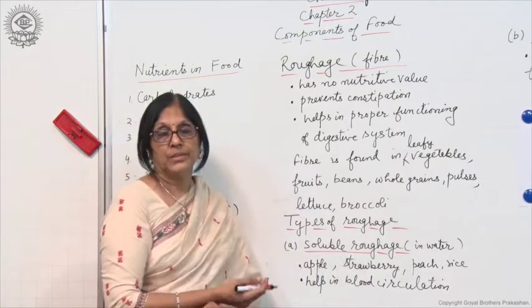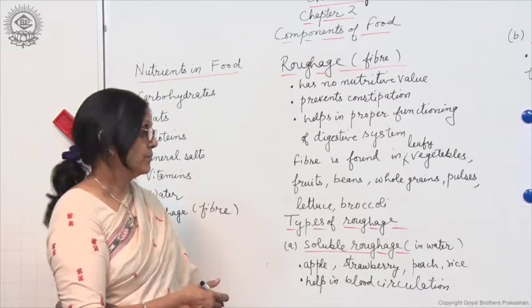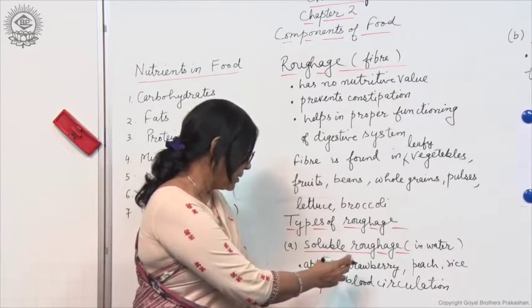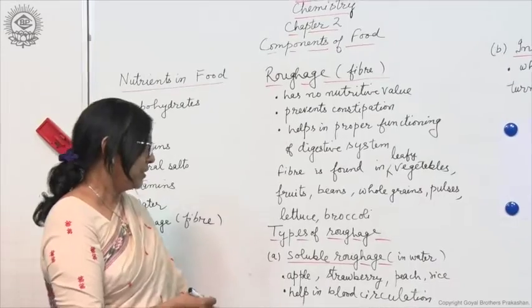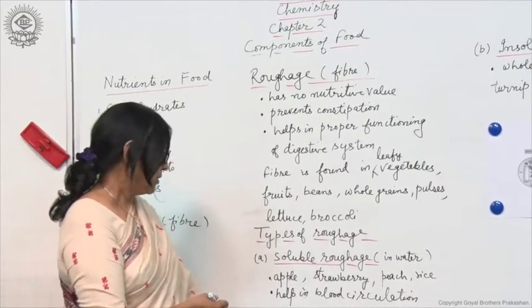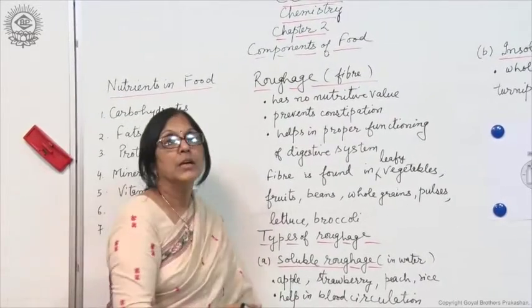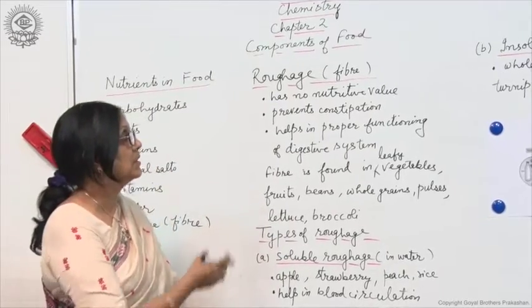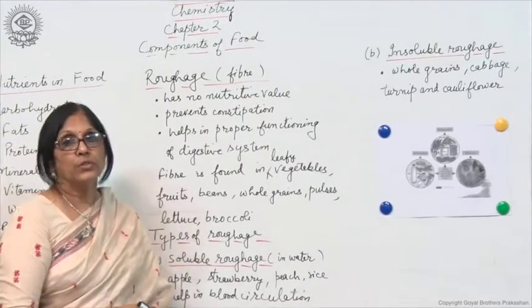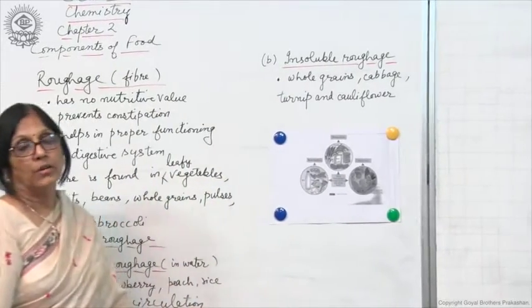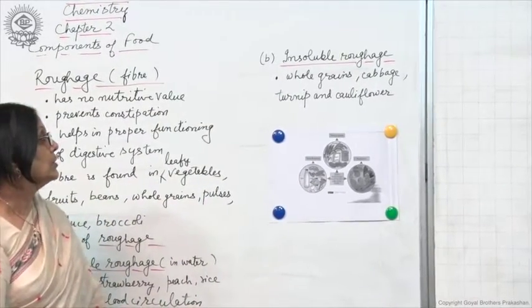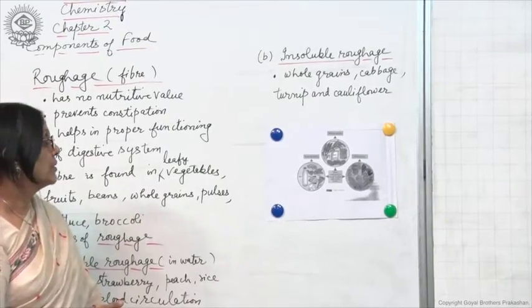There are two types of roughage: soluble roughage, that is soluble in water, and the soluble roughage is apple, strawberry, peach, rice. It is present in these fruits and rice, and it helps in blood circulation. Another type of roughage is insoluble roughage, which is present in whole grains, cabbage, turnip and cauliflower. So these are two types of roughage.